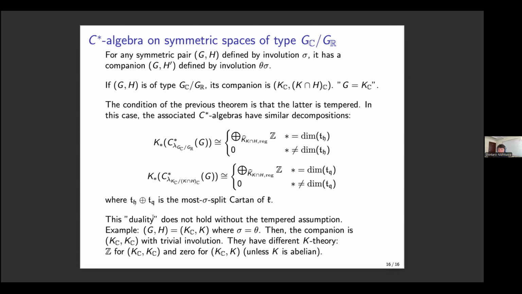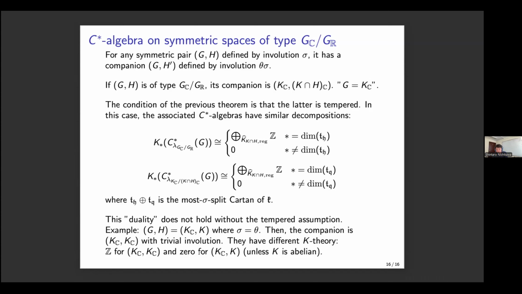But I should emphasize this duality does not hold without this tempered assumption. There's a simple-minded example. Take G mod H to be KC mod K. This is the Riemannian case, and in the Riemannian case you always get the K series 0. That's just a simple fact which I should have mentioned. Then in this case sigma is theta, so if you compose sigma and theta, you get the trivial involution, so the fixed point is KC. Then if you take a quotient, of course, you get the trivial C star versus just the trivial representation. It's not tempered unless it's abelian. So in the case of abelian, this fits into this framework.